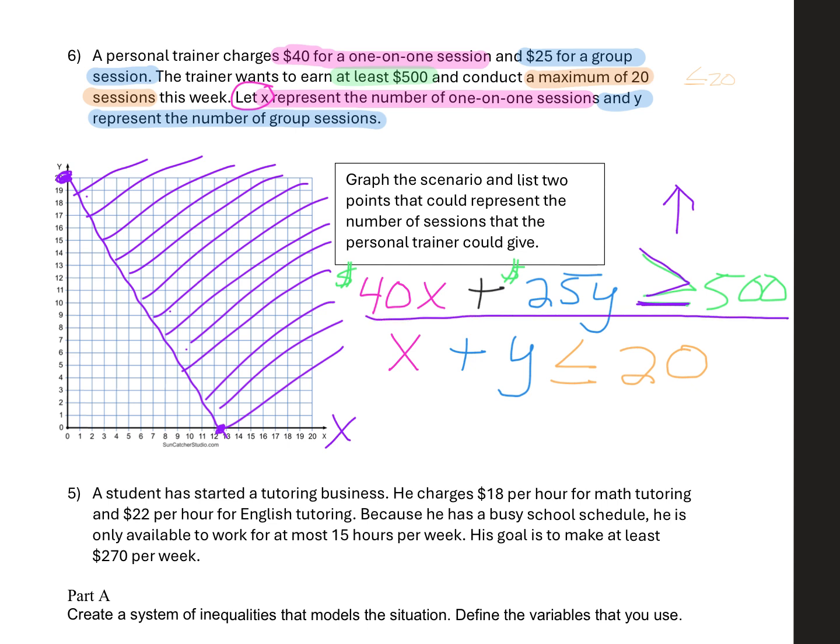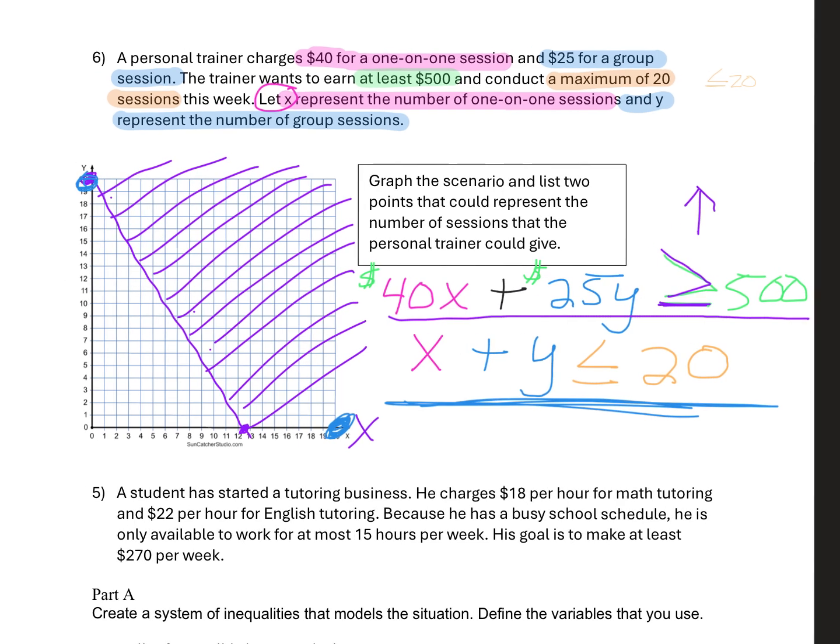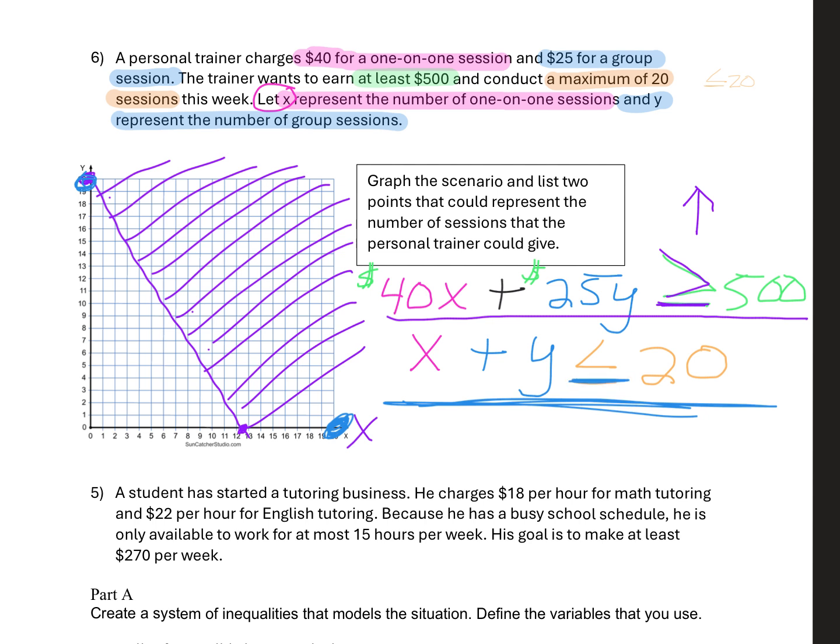Then to do the bottom inequality, I need to do the same thing. I need to do 20 divided by 1 to get my x-intercept of 20. I need to do 20 divided by 1 to get my y-intercept of 20. I need to connect them with a solid line because there is an equal to. And because it's a less than inequality, I'm going to shade down. So that means I'm going to color underneath.